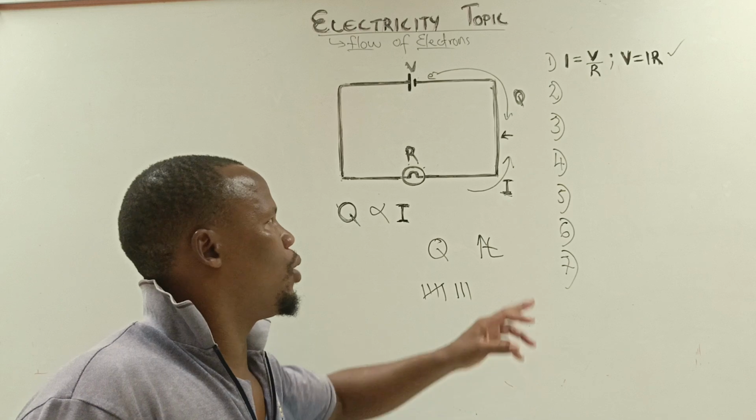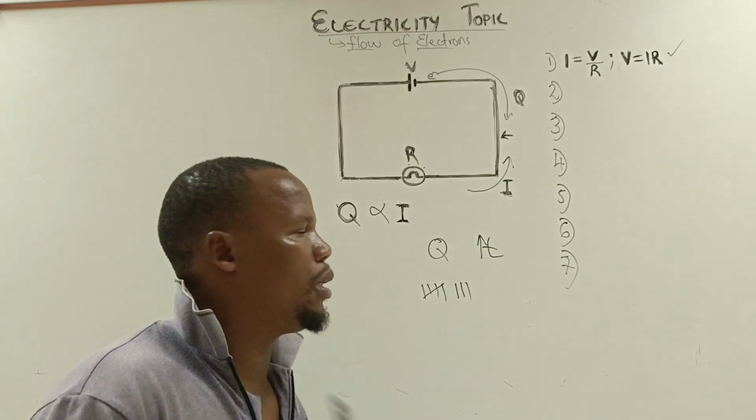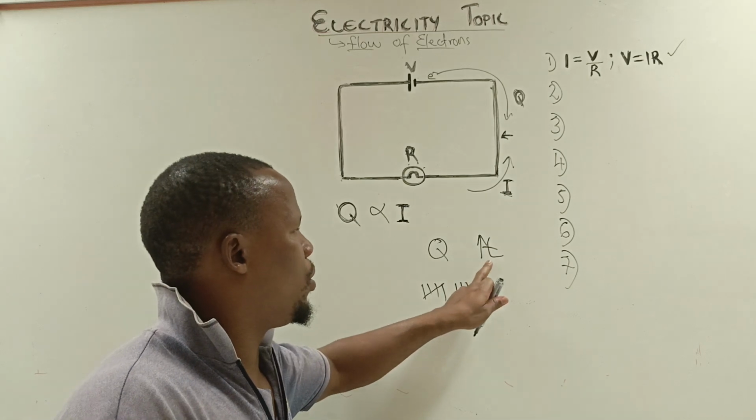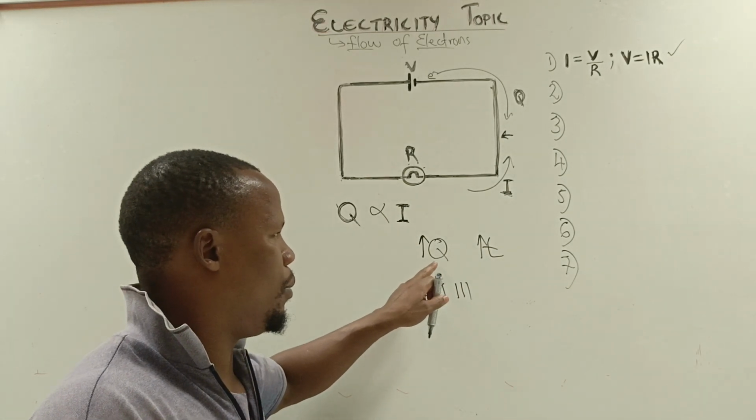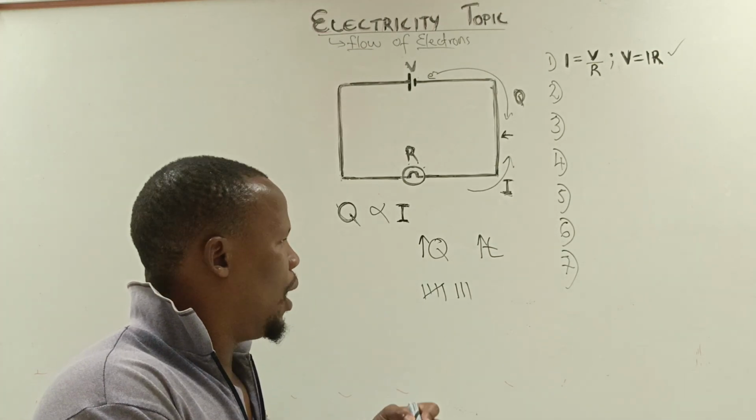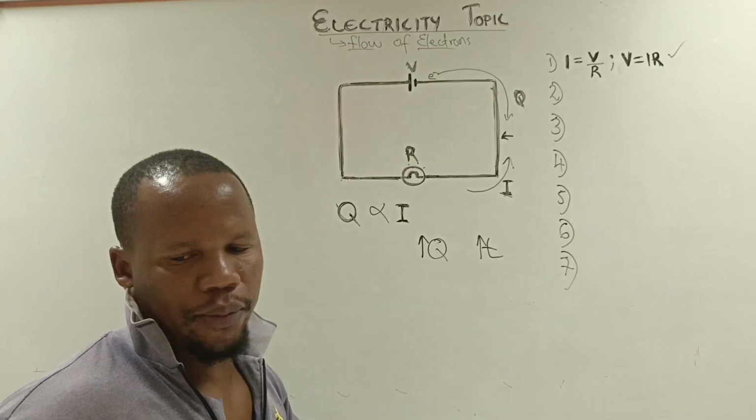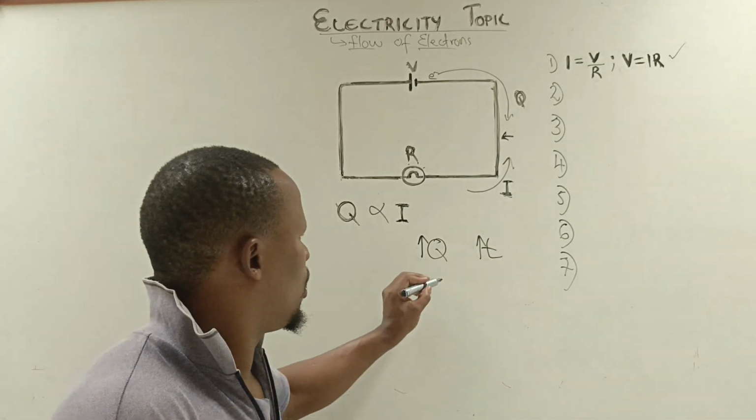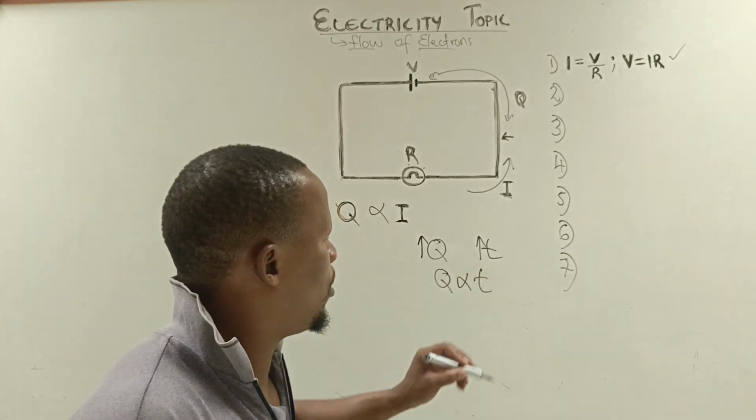So the population of electrons passing a certain point will keep on increasing as time goes. I think it makes sense. So as time goes, the population of electrons passing a certain point in a circuit will keep on increasing. So charge is directly proportional to time.